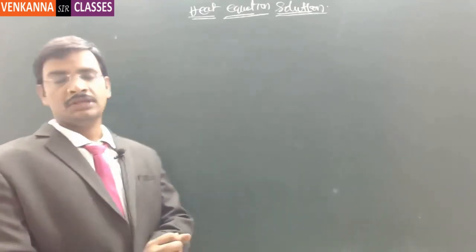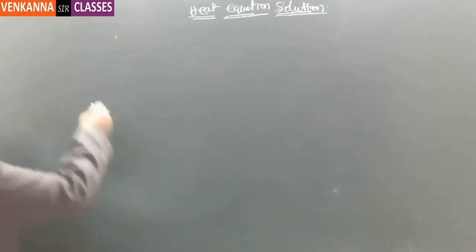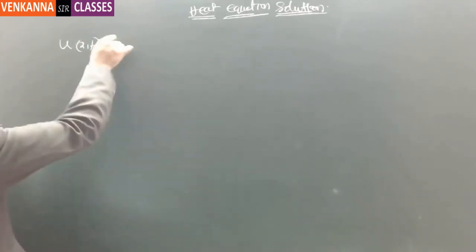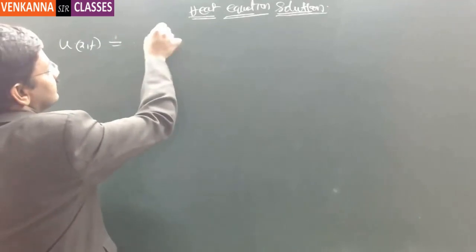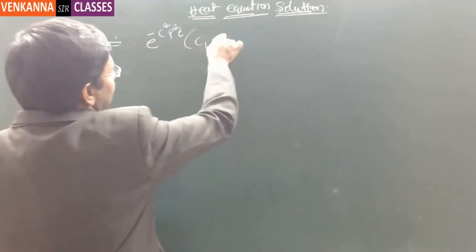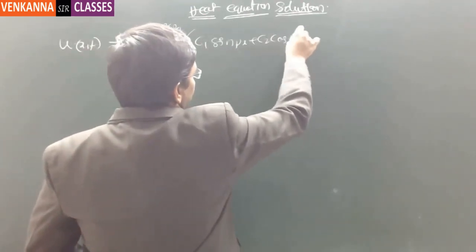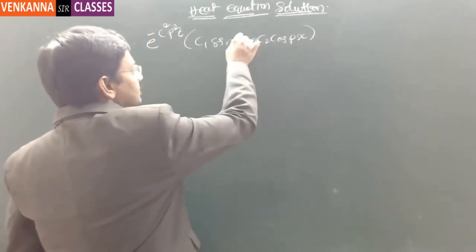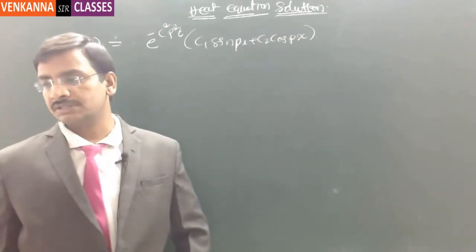Okay, great. So now, this heat equation, the general solution: at any instant the temperature u of x comma t is given by e power minus c square p square t, then c1 sin px plus c2 cos px. So this is the general solution of the heat equation, and this is the most preferred solution out of the three possible solutions that we have discussed, right?